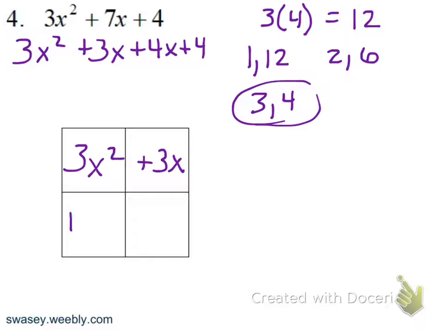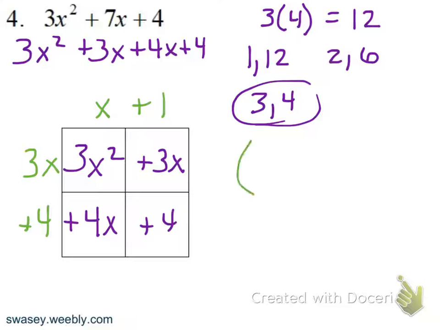Fill in your box. Greatest common factor of the top row is 3x. Greatest common factor of the bottom row is 4. 3x squared divided by 3x is x. Check it for the bottom row, x times 4 is 4x. 3x divided by 3x is 1. 1 times 4 is 4. So we have the right factoring. 3x plus 4, x plus 1.